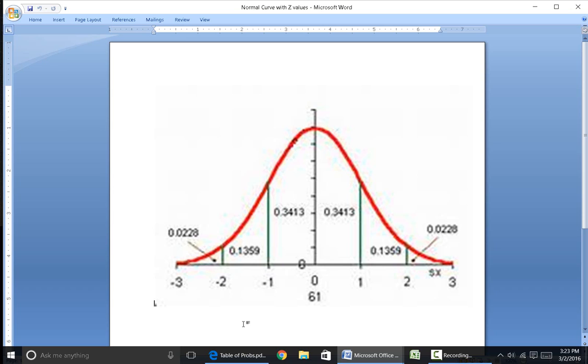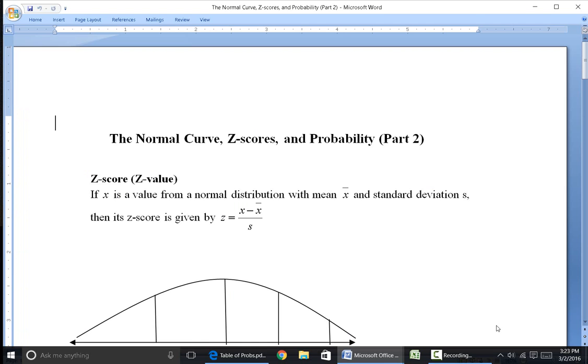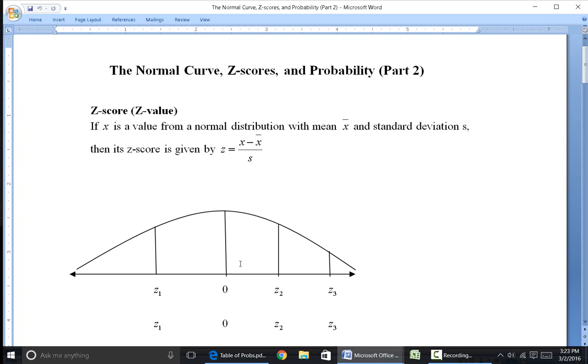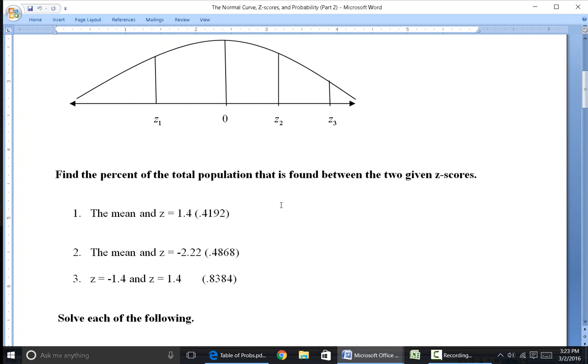Okay, so last time we were looking at finding the percent between two z-values. So I went through these problems right here. This is what I did in the last video. Find the percent of the total population that is found between the two given z-values. The first one was the mean and 1.4. So this would be 0 and this value then 1.4 positive. So the z is over here. The next one was the mean and negative 2.22. The z-value is negative, so that would be on the left side over here.